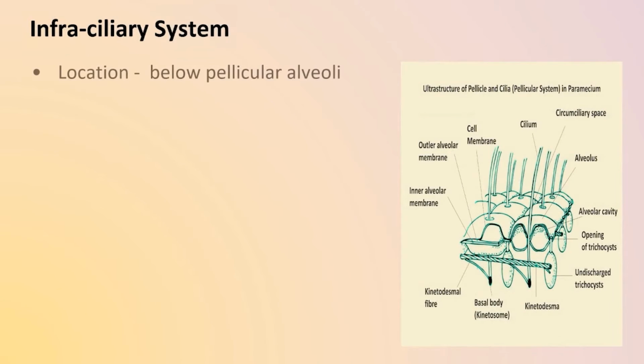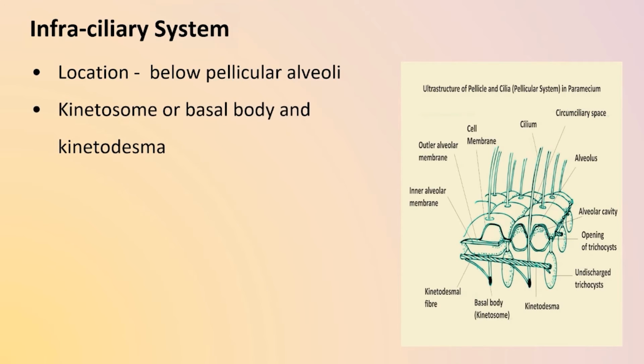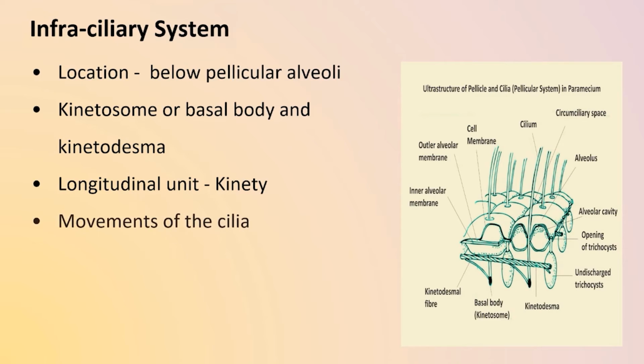The infra-ciliary system is located just below the pellicular alveoli. It consists of the kinetosome or basal body and kinetodesma. The cilia arise from kinetosomes, and from each kinetosome arises a delicate cytoplasmic fibril called kinetodesma. A longitudinal row of kinetosomes with their kinetodesmata forms a longitudinal unit called a kinete.